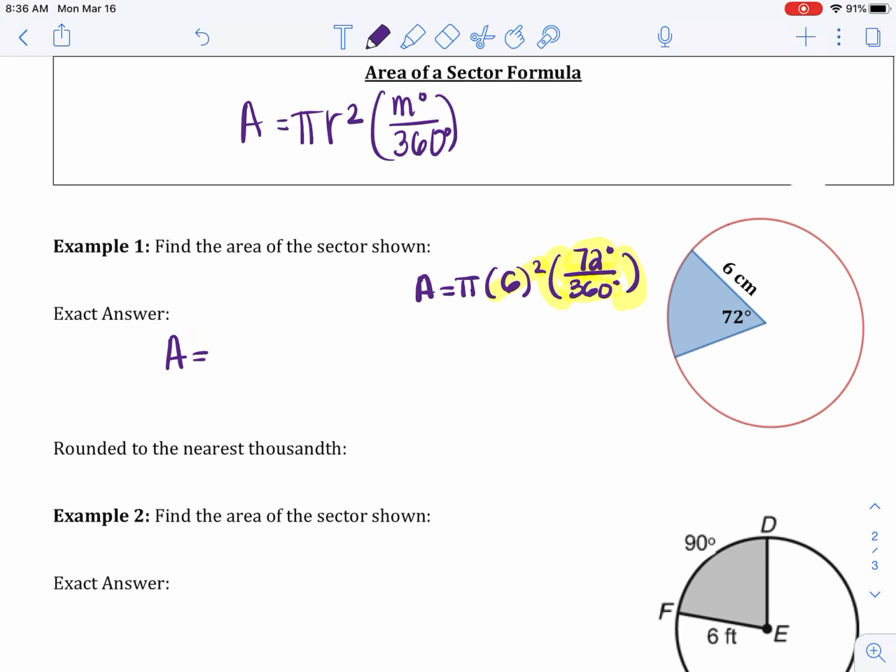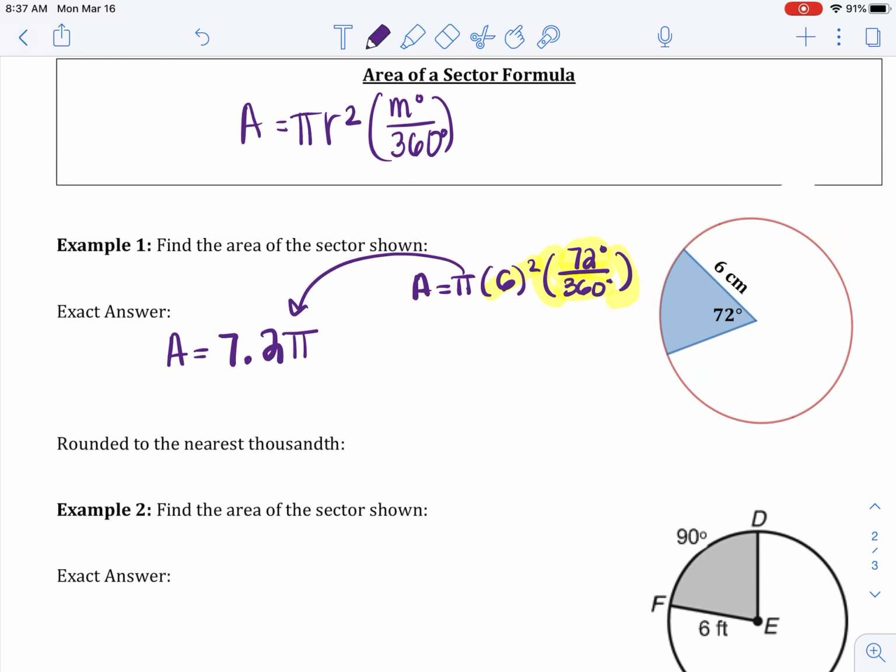So my exact answer is, you should still sometimes get a decimal. In this case, you will. You get 7.2, but realize we didn't put pi in the calculator, so it's still times pi, 7.2 pi, and then area is always in units squared, so this is centimeters squared.